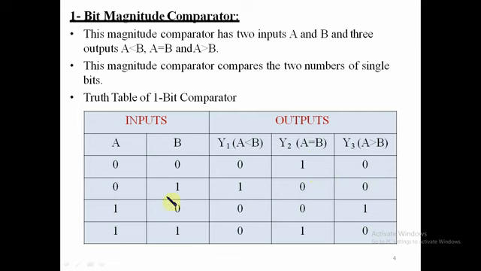Okay, now go to the next stage of the 1 bit comparator. A is 0, b is 1.